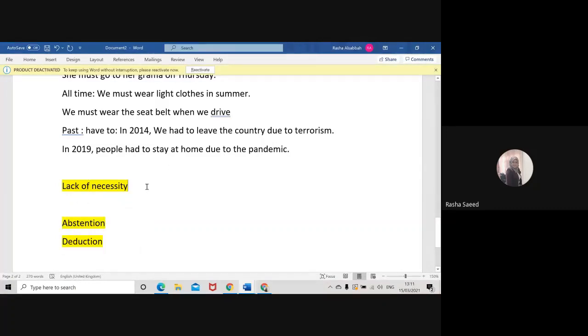Let's say, we can say. Anybody has a sentence? Anybody can help me? Yeah, sure. You mustn't make any sound in the library. This is obligation. This is a necessity, but it's in the negative form. It means you must not make a sound in the library.